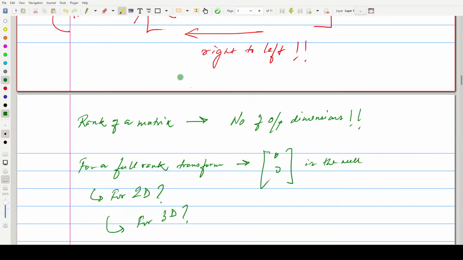Right? Okay. So we have something called the rank of a matrix, if you've heard of it. So what's the rank of a matrix? It's the number of output dimensions. And we call a matrix full rank if it does not transform to the zero vector, right?